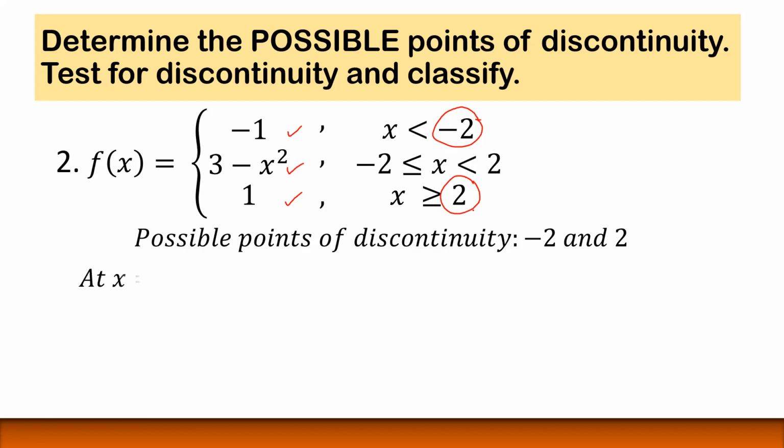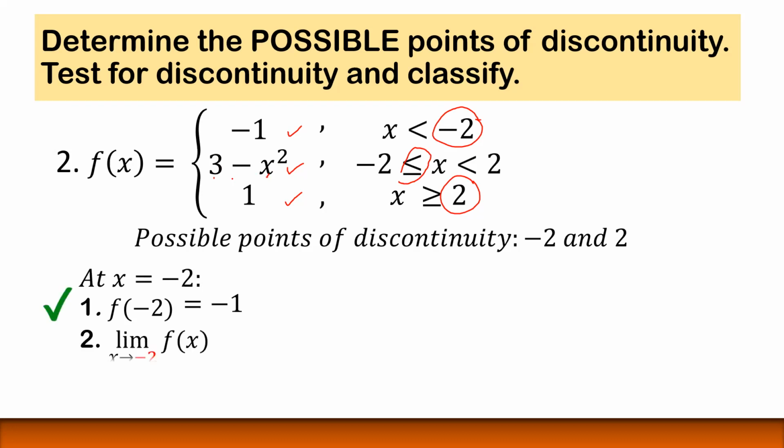Unahin natin yung at x equals negative 2. First condition, f of negative 2. Saan ba yung f of negative 2? Nandito yung equality. So we have 3 minus negative 2 squared is 4. So 3 minus 4 will be negative 1. So we have a check there. Okay. Now we go to the limit.